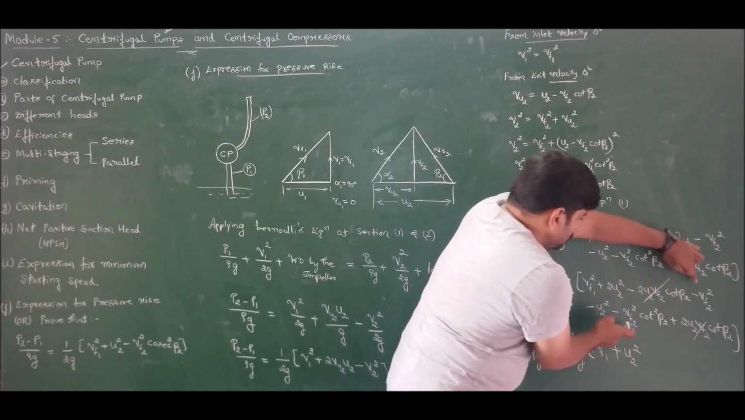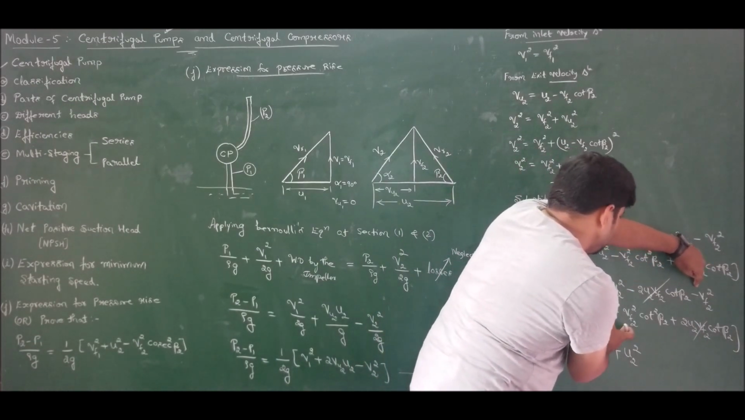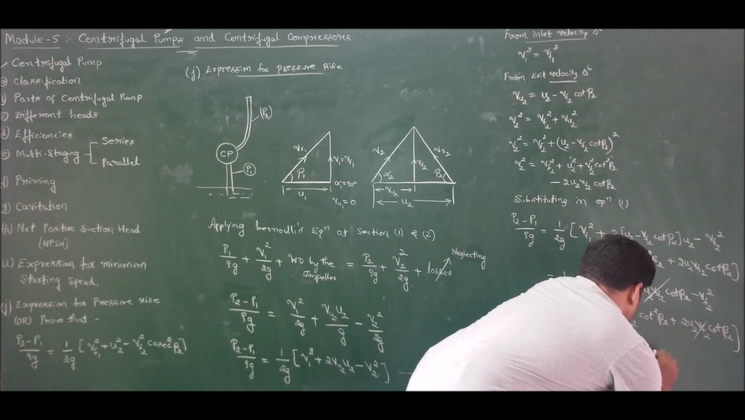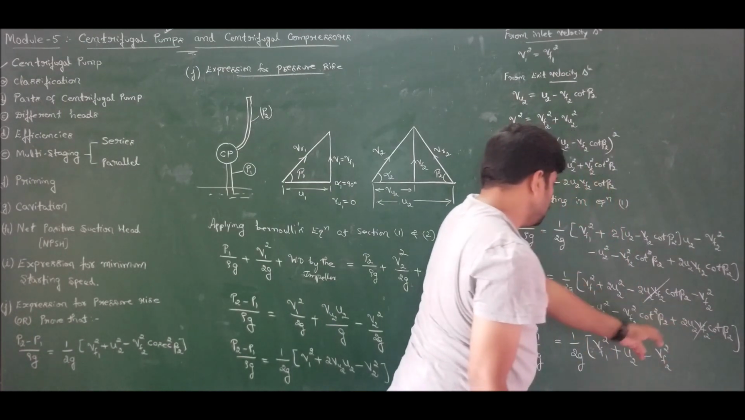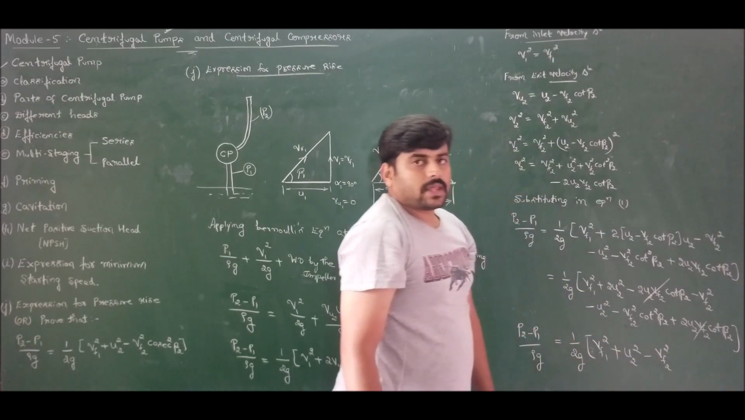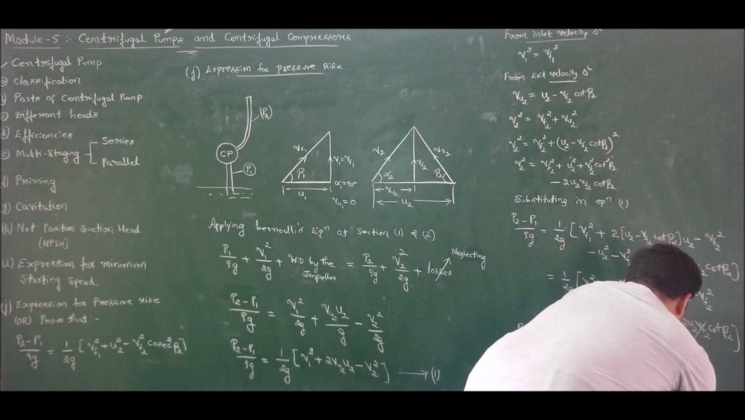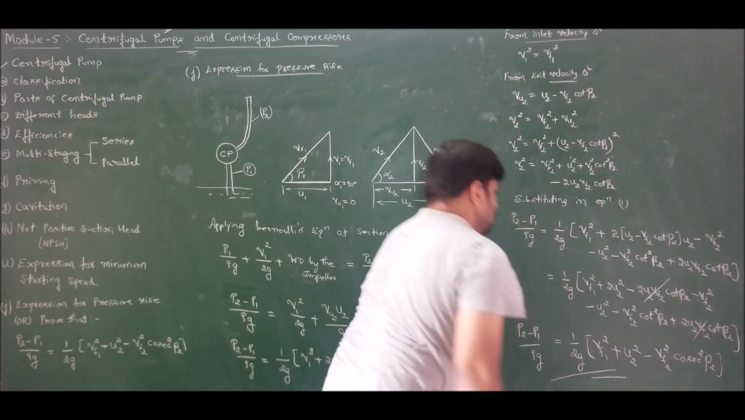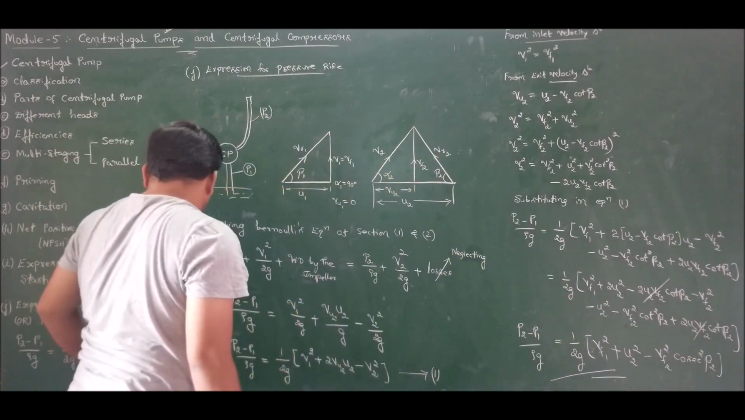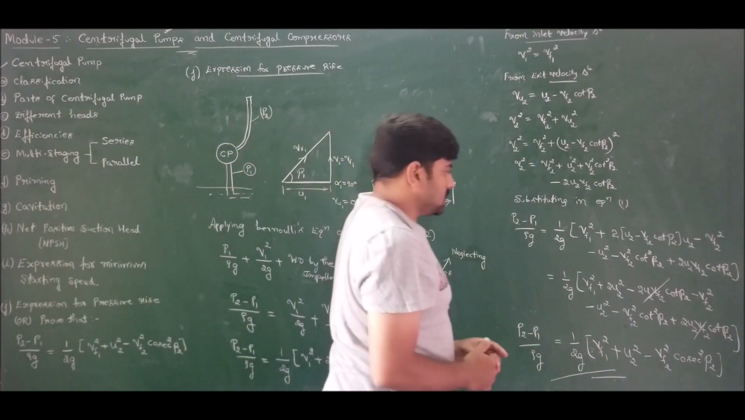Now I am left with these two terms. I'll take minus Vf2 square common. If I take Vf2 square common, I'll get 1 plus cot square theta. 1 plus cot square theta is cosecant square theta. So therefore I'll get the answer as cosecant square beta 2. So hence proved. So this is what he has asked.